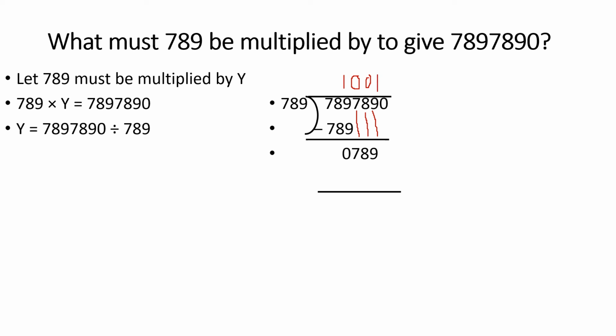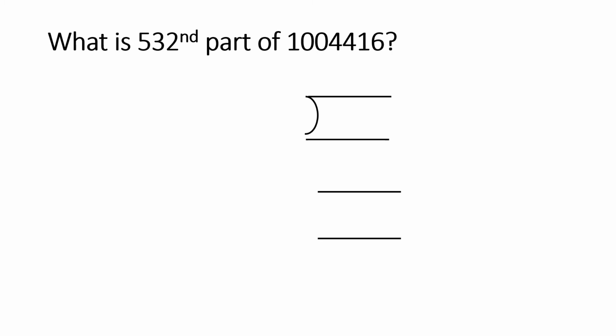789 ones are 789. And again we will subtract it and we will write down the 0 here. And you know that 0 is less than 789. That's why here it is. So your quotient is 10,010 and your remainder is 0. Let us take one more question.